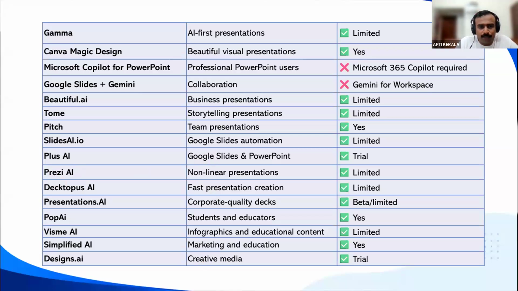If you need a highly polished visual design, Canva Magic Design is there. If you are a corporate professional who relies heavily on the classic Microsoft ecosystem, Microsoft Copilot directly integrates into your workspace. Google Slides we can combine with Gemini. Other tools include Beautiful AI, Tome, Pitch, Slides AI, Prezi, Decktopus, Pop AI, Visme. There are many tools.